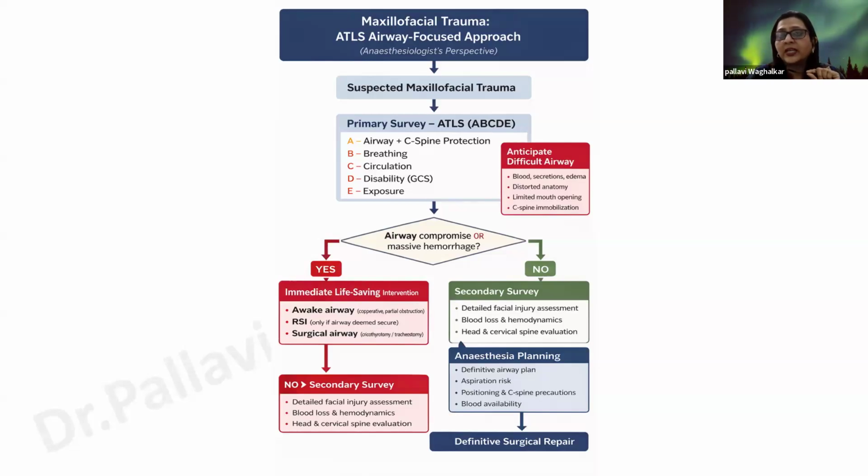Once the airway compromise or massive hemorrhage is not there, then we can go ahead with the secondary survey, like the detailed facial injury assessment, blood loss or hemodynamics, head and cervical spine evaluation, which can be done if there is no life-threatening complication. So after a primary survey, if we see that there is no life-threatening complication, we can directly go to the secondary survey, then plan for anesthesia, how the definitive airway plan will be. Is there an aspiration risk, or how will be the position? And then we can plan a definitive surgical repair.